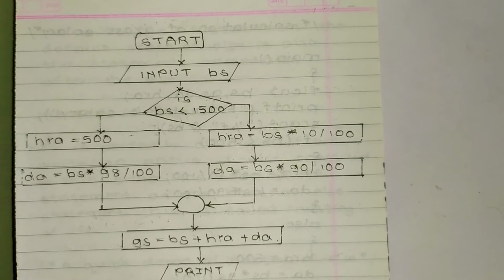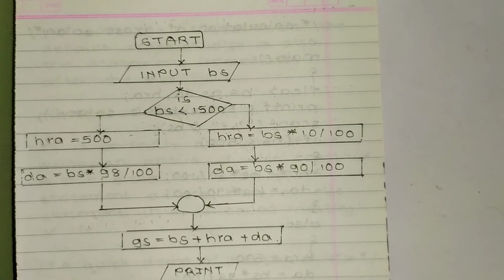Then it points to the question: is BS less than 1500? So this is a conditional statement, that is, if else. Now we have BS which was taken as an input. Now we are comparing it with the number 1500. Is BS, that is basic salary, less than 1500?